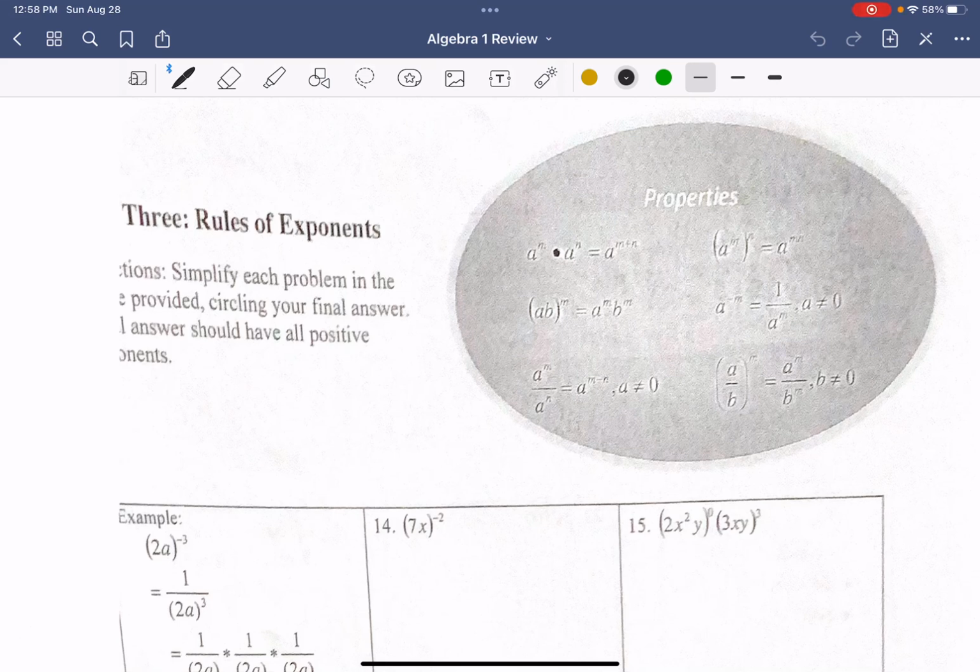Hi everyone, this is a solution guide, I guess, to part 3 of the review packet that I gave you. This is on rules of exponents. So I'm going to go through all of the problems and I'm going to explain how to do them.